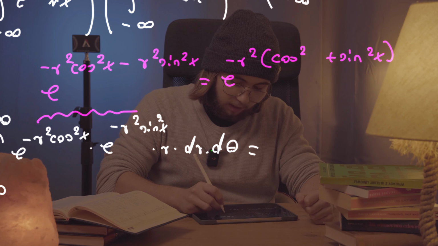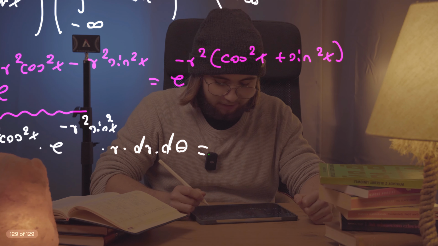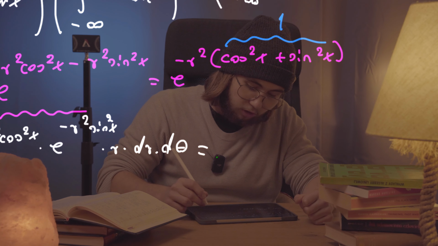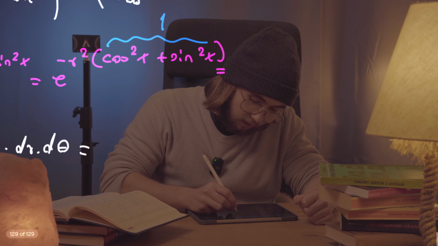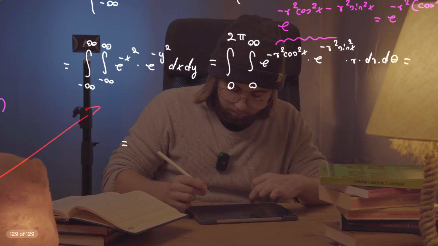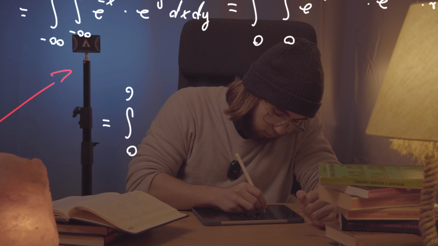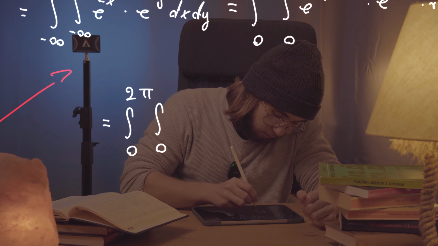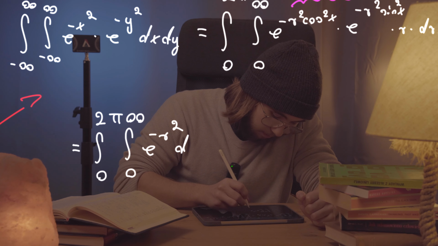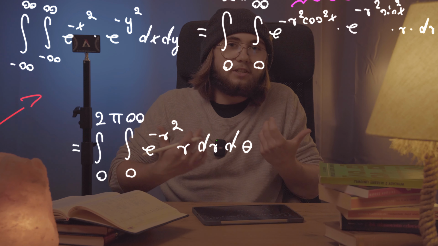And what did I do here? I just factored out the negative r squared from the cosine squared and sine squared. By trig identities we know that the sum of cosine squared and sine squared is equal to 1, so this entire thing is just equal to e to the power of negative r squared. And so we can nicely rewrite this as the integral from 0 to double pi of the integral from 0 to infinity of e to the power of negative r squared, sorry, I forgot, times r dr d theta.